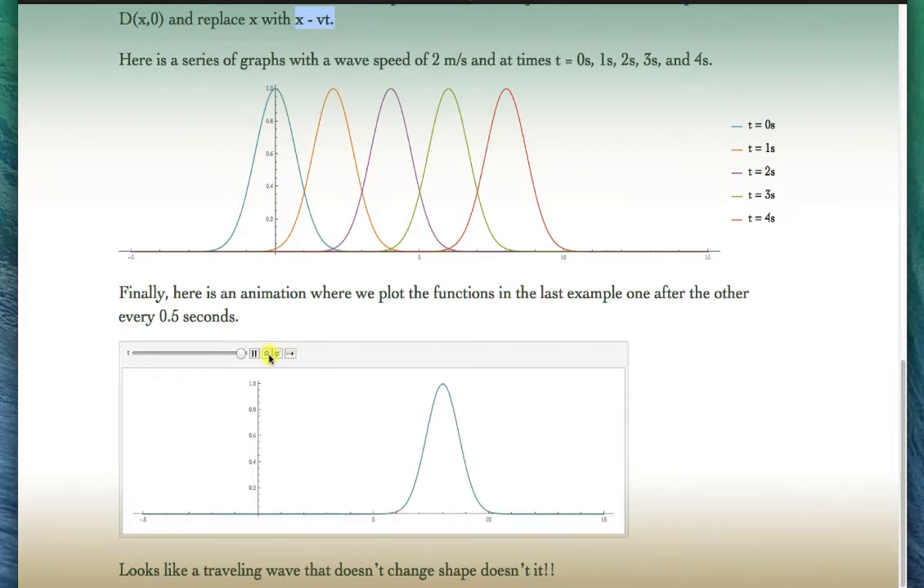I can speed this up with these little buttons. I can slow it down with this button. I can actually reverse the order of time with this button if you want to. So this is how we create a traveling wave.